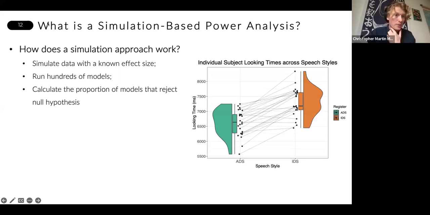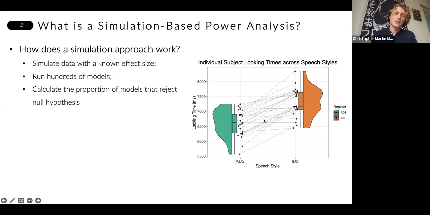And what I'll ask you to do in the tutorial would be to look at a domain that we're fairly familiar with: individual subject looking times across speech styles. So I've taken inspiration from ManyBabies 1, where infants were exposed to IDS, infant-directed, and ADS, adult-directed, speech stimuli, and then their looking times towards some sort of central visual stimulus were recorded.